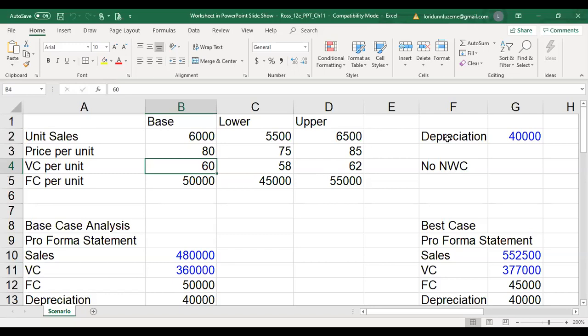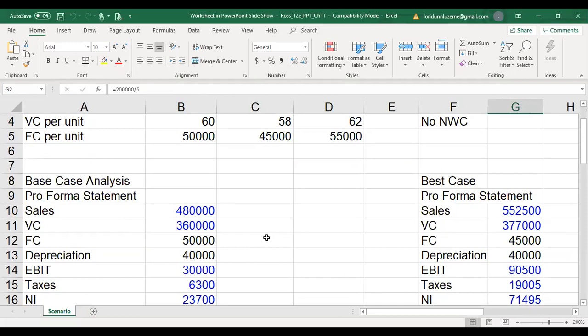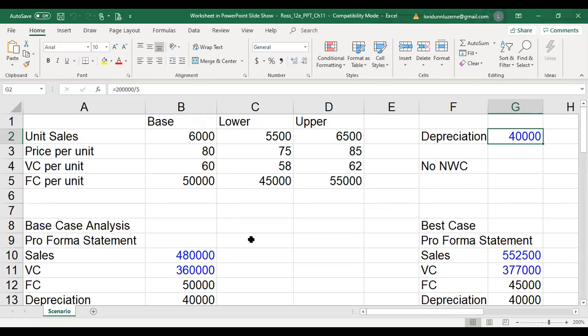The depreciation on this, in cell 11.2, would be $40,000, which if we click on it, you will see the $200,000 original cost of the project divided by the 5-year life, no salvage value. There's no working capital requirement. So in our base case analysis, the first thing we want to do is determine what's the overall cash flow from the project.